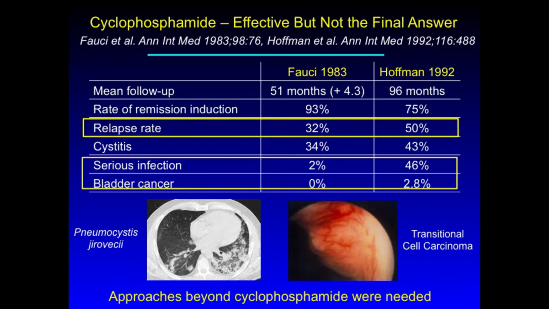But as we began to get more experience with this and looked at some of the longer-term series from the NIH, as this continued to expand, we unfortunately saw that the relapse rate was higher than we had first anticipated. And we began to see concerning toxicities in terms of opportunistic infections with unusual organisms such as pneumocystis, and also the development of toxicities such as bladder cancer, such that approaches beyond cyclophosphamide were certainly needed.